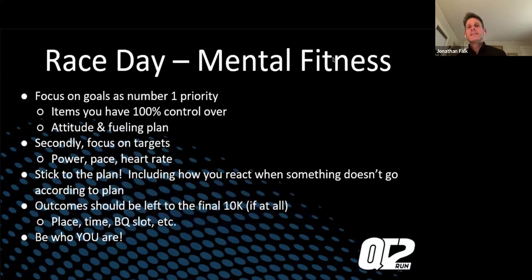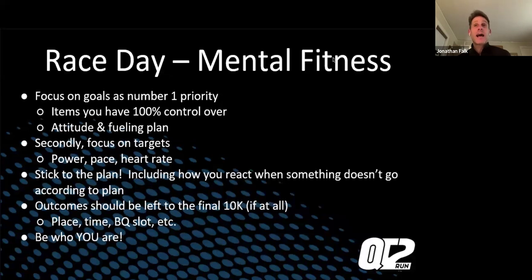So, race day mental fitness: focus on goals as a number one priority. The items you want to focus on are items you have 100% control over: the attitude and fueling plan. Focus on targets, however you're measuring it, pace, power, heart rate. Stick to that plan. Outcomes should be left to that final 10K, if at all.